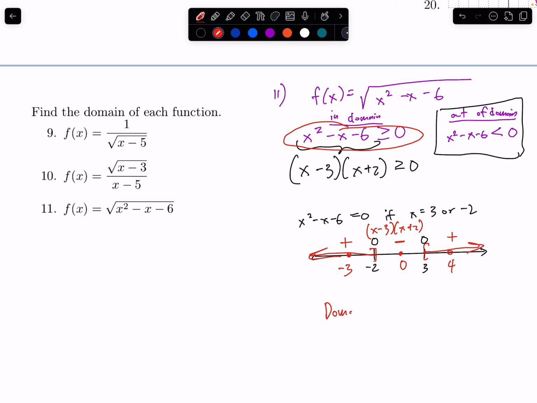So all that to say, what's my domain now? Domain is going to be, in interval notation, to the left of -2. And this time I include -2 because I can take a square root of this if it's 0, right? And -2 makes the whole thing 0. And, or union, when I go from 3 onwards to infinity. Again, open use of parentheses if you're talking about infinity. So there's the domain.